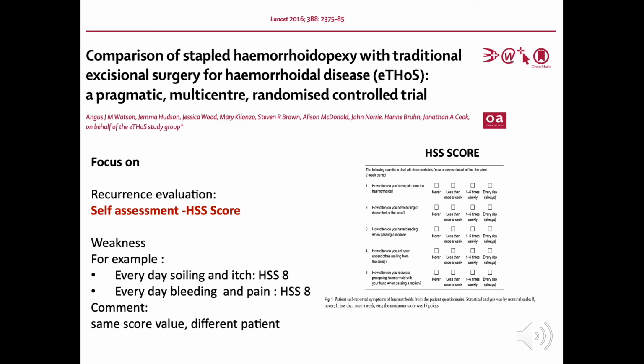This is a paper from Watson, published in the Lancet in 2016, one of the most important papers, a pragmatic multicenter randomized controlled trial. If you look inside, you can see that recurrence evaluation was made with a self-assessment score, but with some weak points. For example, looking at the score, everyday soiling and itch, you can reach hemorrhoidal score 8, and the same score with everyday bleeding and pain. So same score value, different patient.